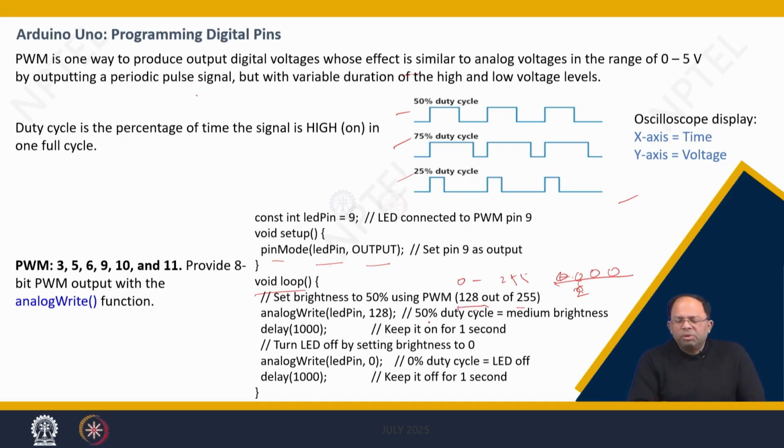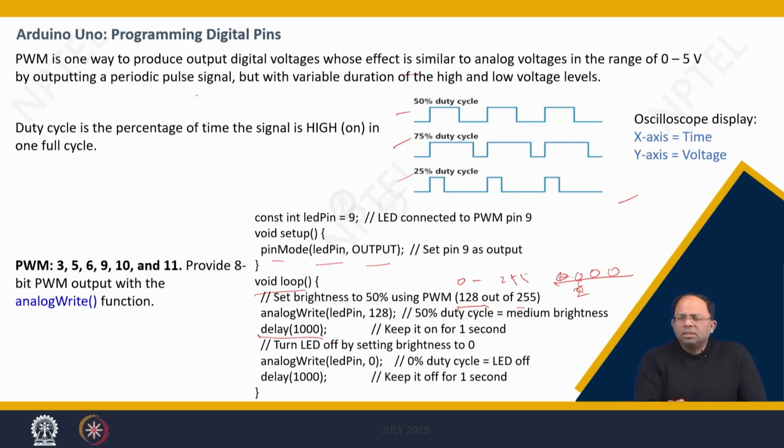In this case, if it is 50%, I will give 128 out of 255, right? So in this case, I will give the value of 128. So that means it is 50%. So analog write, not digital write. Similarly, there is analog write, LED pin 128. This is 50% duty cycle, that is medium brightness, right? So once we do that, then it will glow to 50% of its level.